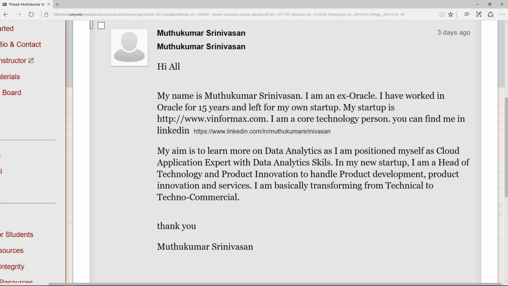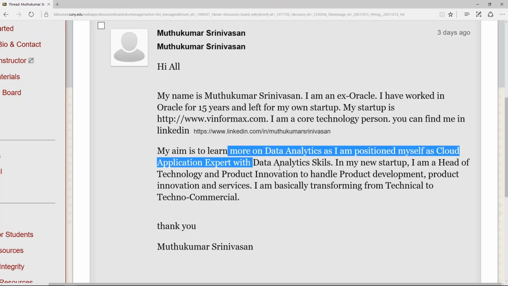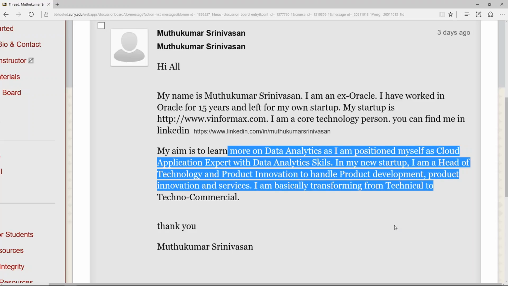So next one, Musu. No, doesn't look like he's there. Let's see. He is ex-Oracle and worked at Oracle 15 years, left for a startup, lead informatics. I'm a corporate technology person, and you can find me on LinkedIn. He's trying to learn data analytics and to position himself as a cloud application expert with data analytics skills. Head of technology and product innovation and product development.